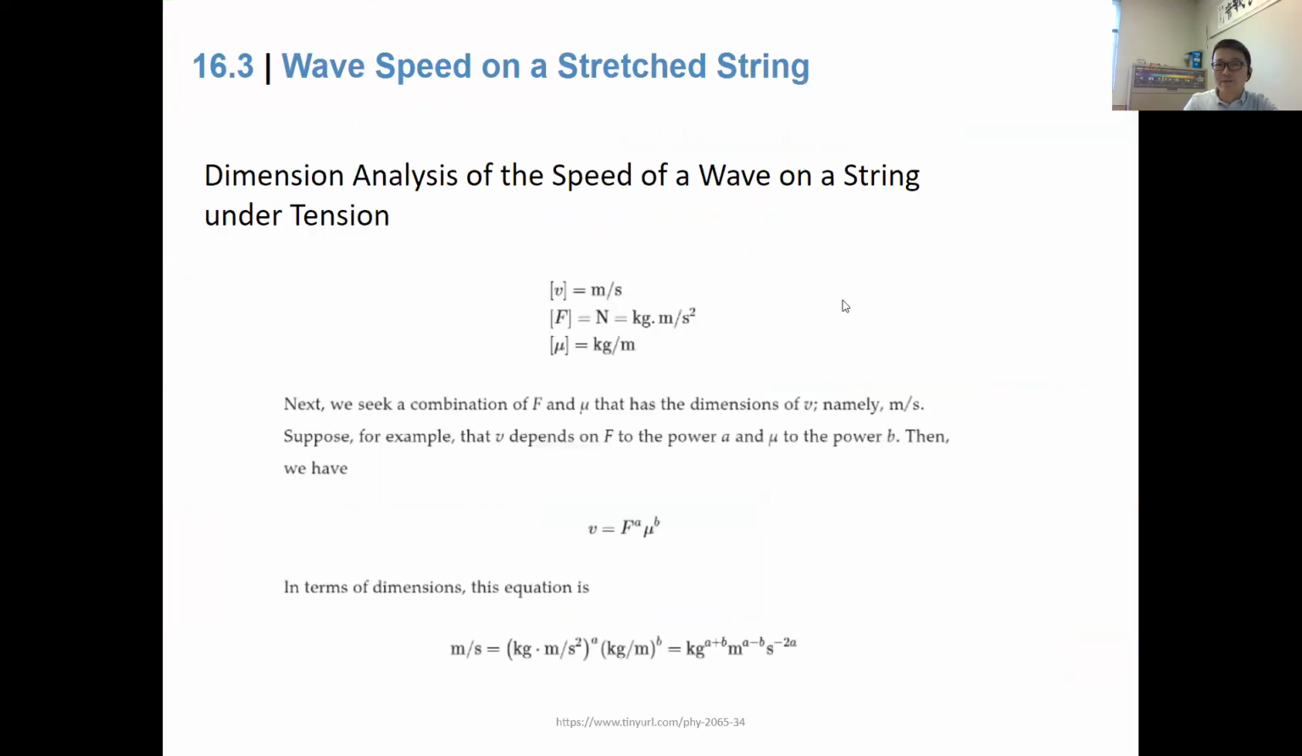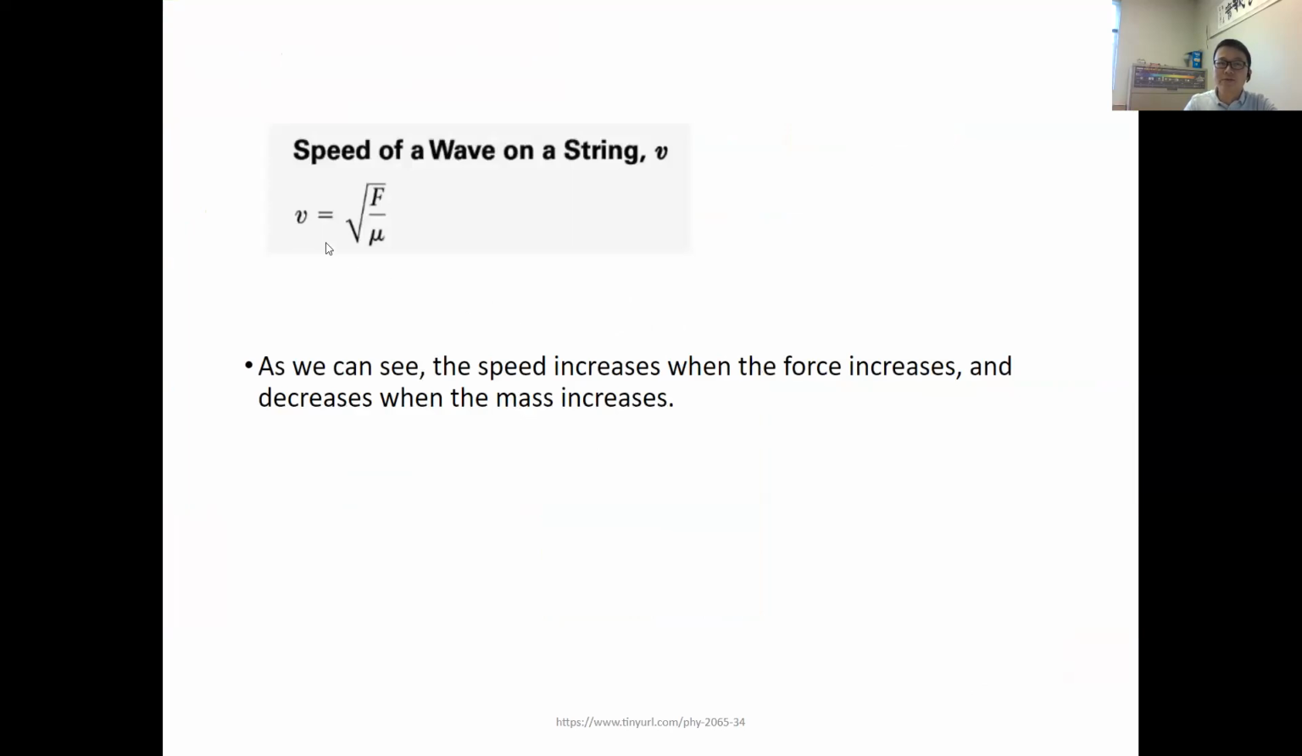Last time we talked about the speed of a wave in a string, which is determined by the tension in the string and also the linear density. We derived the equation using dimensional analysis. It turns out the speed is equal to the square root of the tension divided by the linear mass density of the string.